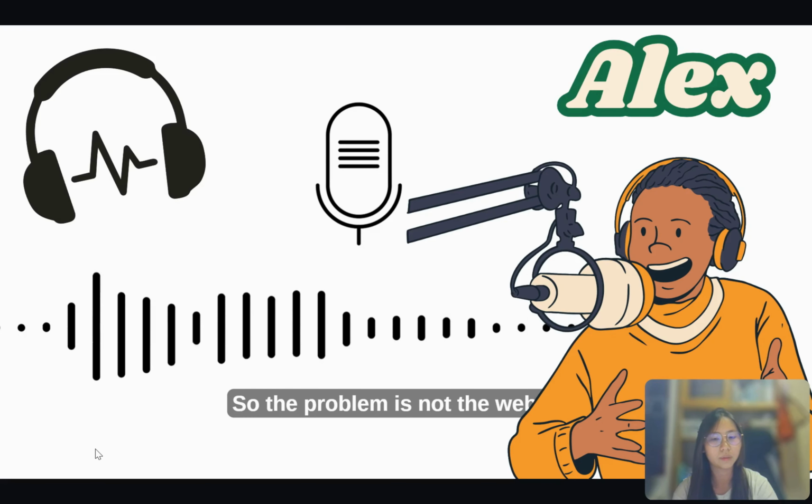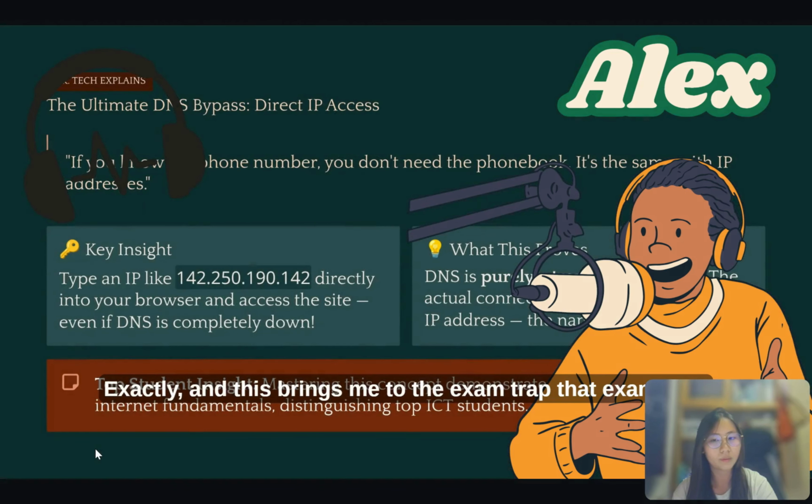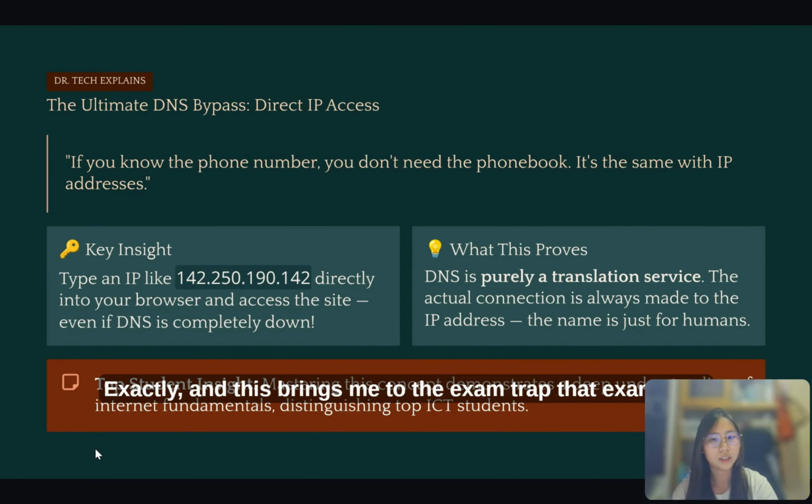So the problem is not the website, it's just the translation service that is failing? Exactly. And this brings me to the exam trap that examiners love to test. Students often confuse DNS with IP address, but they are completely different things. Remember this rule: DNS is the phone book, and the IP addresses are the phone numbers.